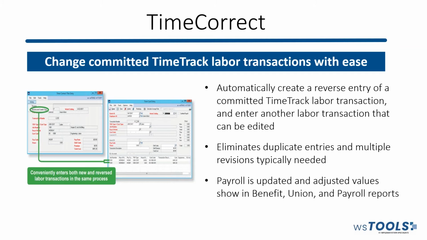The other name for this tool that you may have heard is Union Correct. That's how it originally started and morphed into more Time Correct across the board. But again, it allows you to fix entries that have already been committed, in the sense of reversing them out and then putting them back into the correct union, the correct job information, etc. So it allows you to get all of that corrected so that your reporting is always accurate on that side.